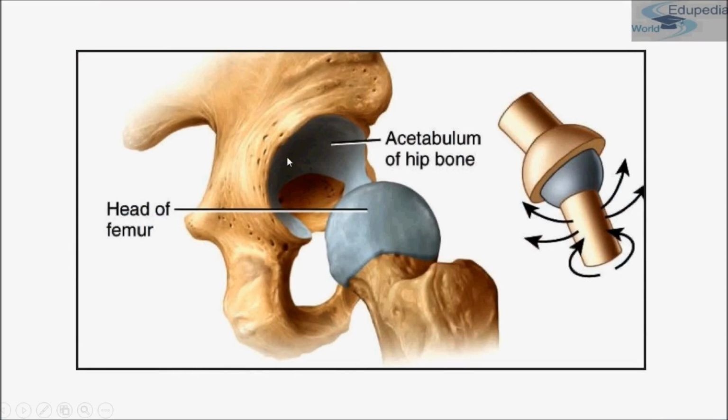See, this is the depression which is found in the scapula, which is the shoulder, and this is your humerus head. Humerus is the arm bone, and this is the head of the humerus that articulates in the depression of the scapula. So this is your ball and socket.